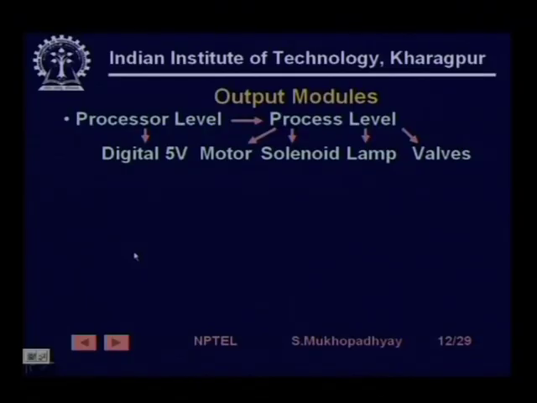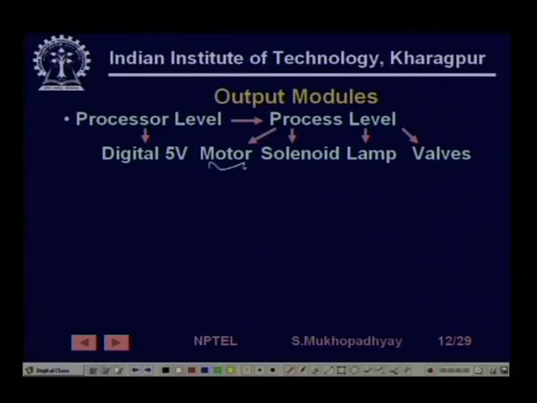Then we have output modules, they do the reverse, they translate processor level signals to process level signals. They are output devices, and these process level signals then go to things like motors, solenoids, lamps, valves. They have to actually do work, right. So, they have to be converted in form, mostly made analog, or sometimes even on off kind of signals, but they have to be increased in power because they are supposed to do work, right.